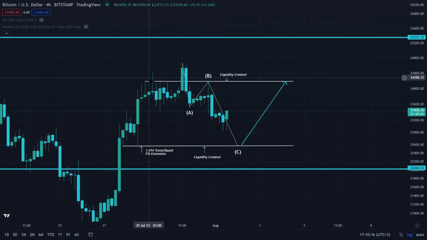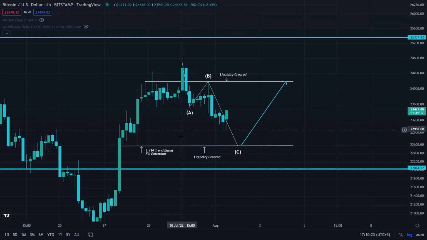Focusing on this structure and why the liquidity is here, and some of the confluences that we've got, some of the trend-based Fibonacci's that we've got lining up at the same levels, and why I think we come down first before heading up.